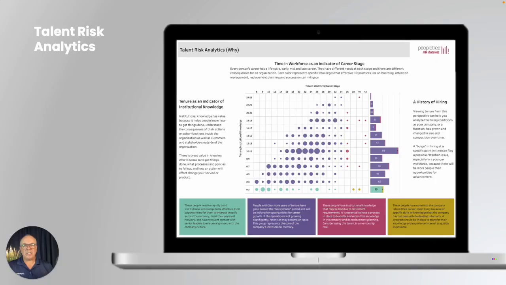So let's take a look at this first dashboard. We really consider two data points here. The first one is tenure or start date. And tenure is a really good proxy for institutional knowledge. The other axis here is time in workforce. Now we get that from date of birth. I know date of birth and age is a sensitive data point, but time in workforce is a legally justifiable data point to utilize within analytics because it helps to identify a career stage.